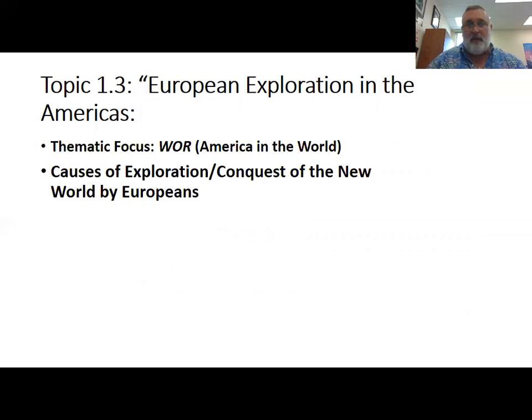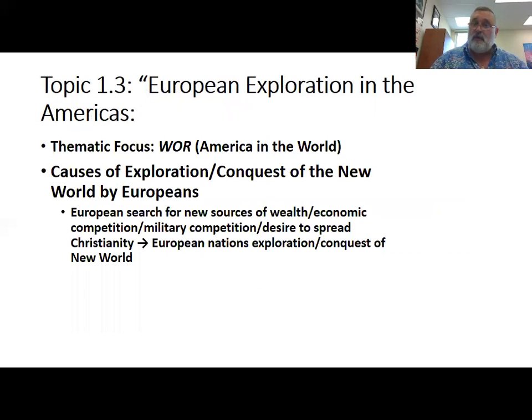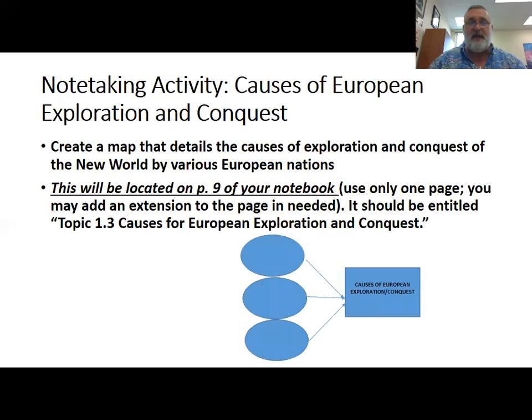And so 1.3, you're looking at the causes for why Europeans were going abroad. So there's a whole range of things that you're going to be looking at. The main thing I want you to do here with these notes is to look at the causes of exploration, okay, and conquest. This goes on page 9 in your notebook.